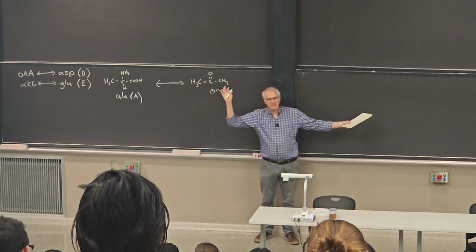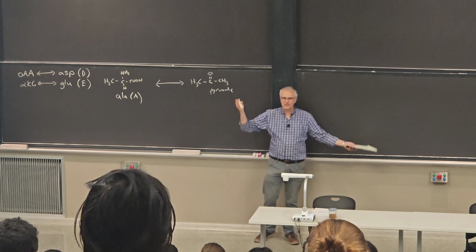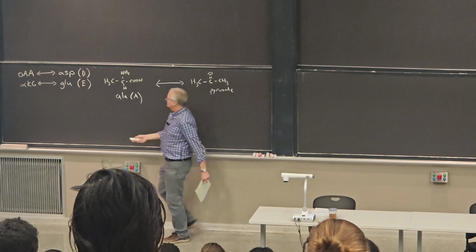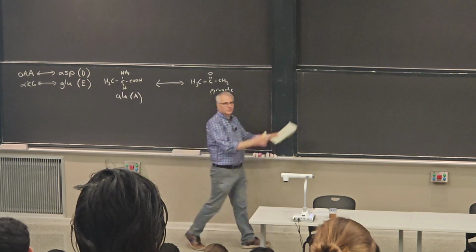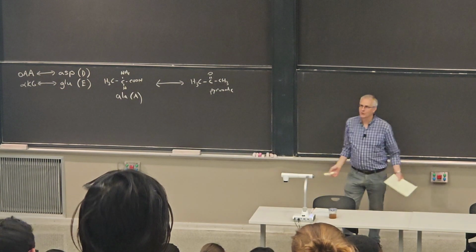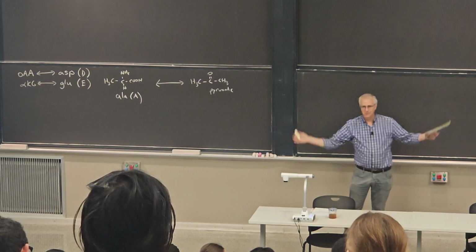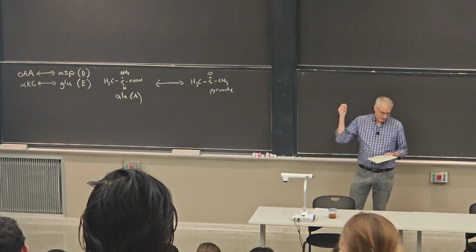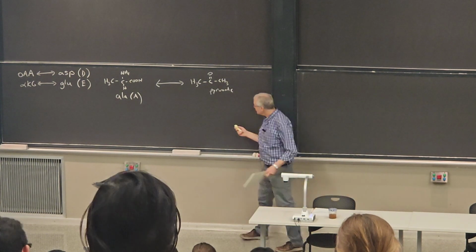Pyruvate, you want to burn in the TCA cycle, do the pyruvate dehydrogenase reaction, get acetyl-CoA, put it in the TCA cycle, turn it into CO2. Same thing, I can make oxaloacetate or alpha-ketoglutarate, put it in the TCA cycle, I can burn it to CO2, make lots of NADH, pump protons, do oxidative phosphorylation, get ATP, get heat, whatever else we want to do for energy.